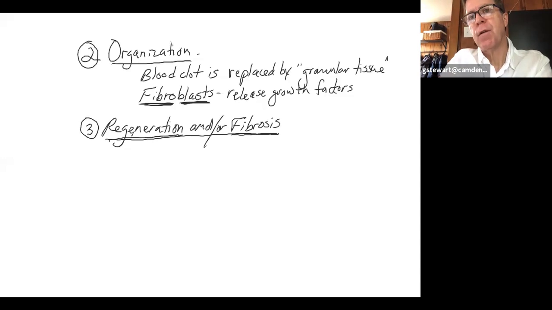So during regeneration, basically the new tissue pushes the blood clot off, like the scab.